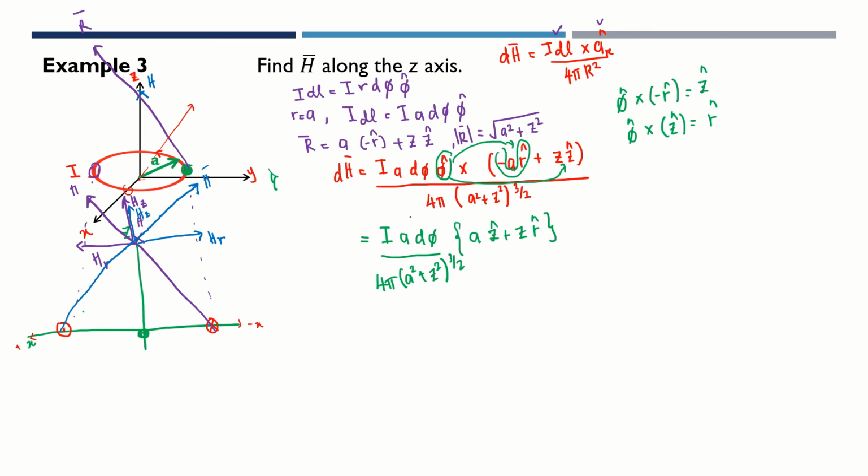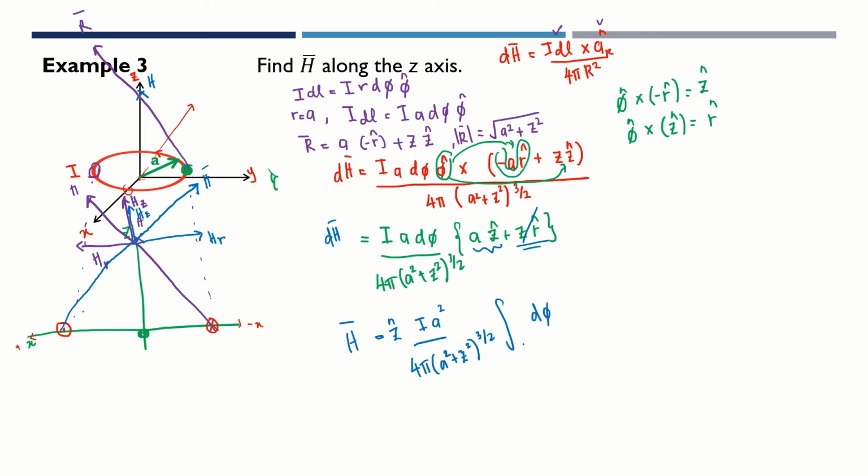But the HZ component in the Z direction will remain. So it will only leave behind the HZ component, and the HR component is cancelling out each other. You can neglect this because they cancel each other, and it will leave only the Z component. So finally this is your dH. So finally, to measure your H, it will be in the Z direction: I A squared over 4 pi, A squared plus Z squared to the 3 over 2, d phi.